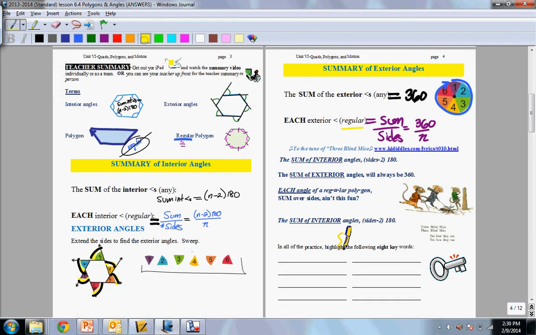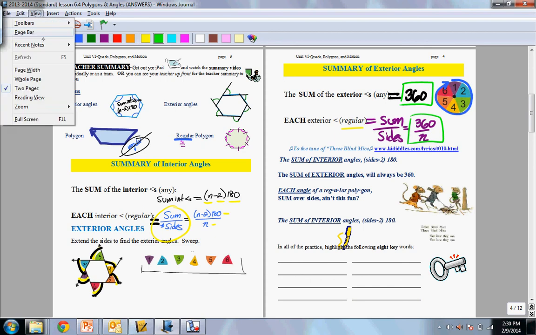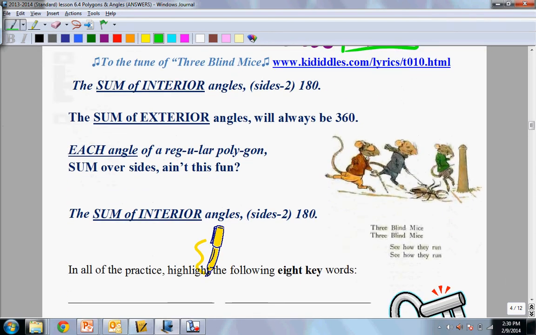So the sum of the interior angles is sides minus 2 times 180. A single interior angle is the sum over sides, n minus 2 times 180 over n. For exterior angles, the sum will always be 360, and a single exterior angle will be sum over sides, which is 360 over n. Seems like a lot of equations, but they're easily summarized in a very simple nursery rhyme.